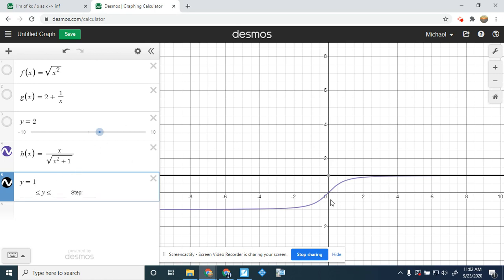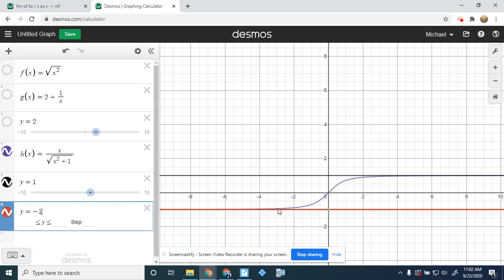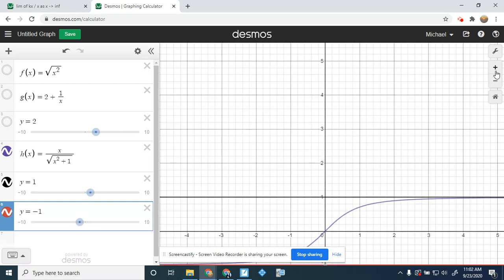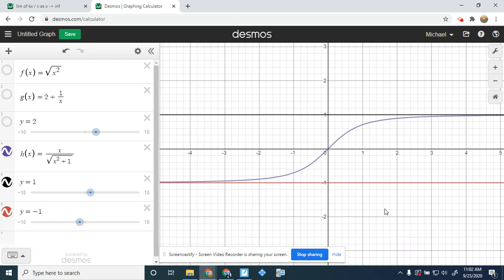So let's go to the right forever. You can see this certainly looks like it's approaching y equals 1. But as I go to the left forever, as I go to negative infinity, it looks like it's approaching y equals negative 1. Right? Kind of zoom in on that, kind of see the idea. So there's a picture of a function that has two horizontal asymptotes. All right, so pretty neat stuff.